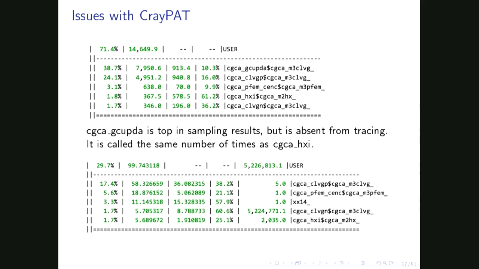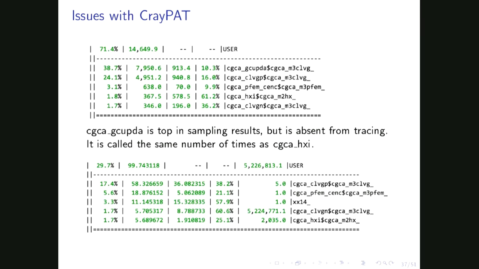For instance, in this example, we can see that the GQPDA subroutine is at the top of the sampling. However, this is not present in the tracing analysis, and it should at least appear with some percentage since it's the most expensive subroutine. It is also called exactly the same number of times as the other subroutine, presenter HXI, which does appear in the tracing report.